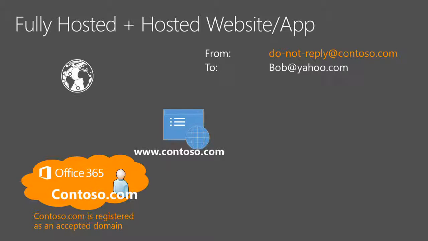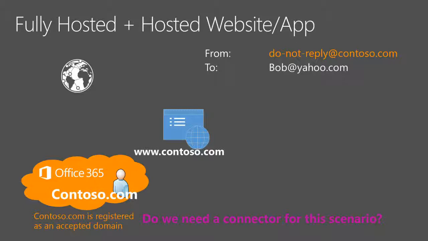All right, now let's move on to another scenario, which is a fully hosted customer that has a hosted website. A lot of you might host your website, in this case www.contoso.com, with a third-party shared service, right? For example, you could be using Azure, you could be using AWS, whatever the case might be, to host your application. When your application wants to send email, it would want to send email as contoso.com. So in this case, that application is sending mail from do not reply at contoso.com to Bob at yahoo.com.